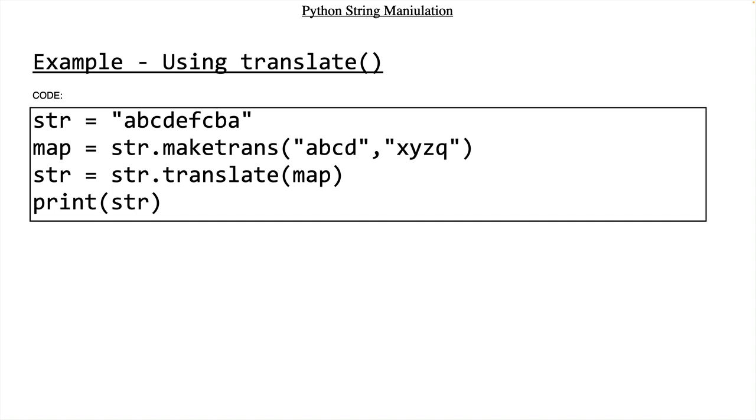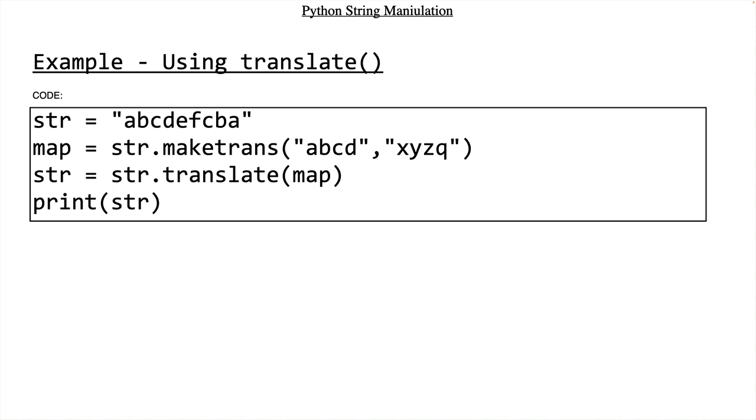Here's some examples. I set a string to A, B, C, D, E, F, C, B, A, and then I make a translation table, which is going to basically say, if I have a lowercase a, replace it with lowercase x. If I have a lowercase b, replace it with lowercase y. So character for character in these two strings specifies the replacement. Now, what this really wants is a dictionary that has the mapping, the key value pair. The key would be what you're searching for, the value would be what you're replacing it with.